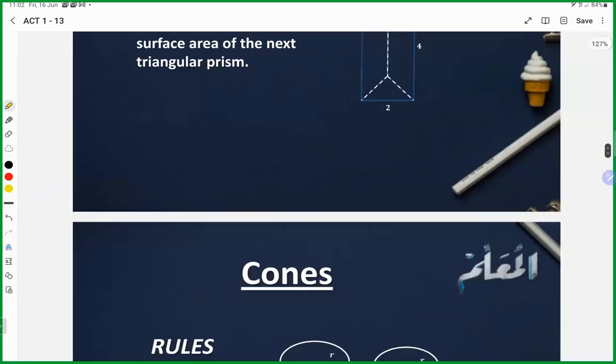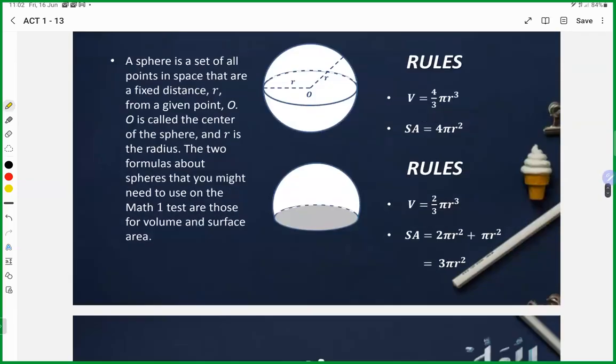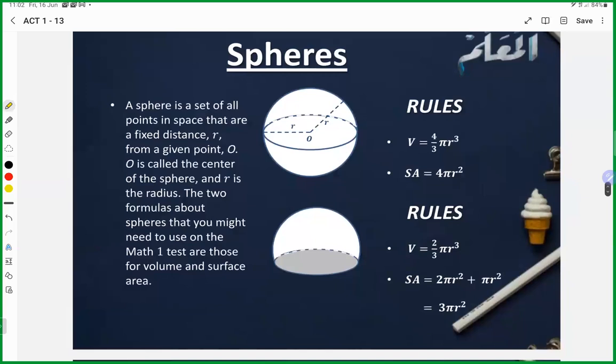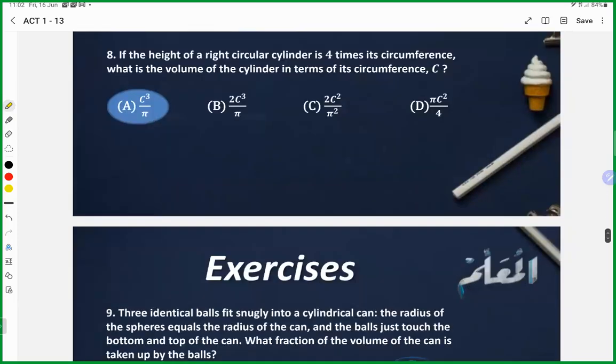The cone, pyramids. Just choosing the sphere: the volume and the surface area of a sphere, and the volume and the surface area of a hemisphere. Remember that. I'm going to choose a random question.